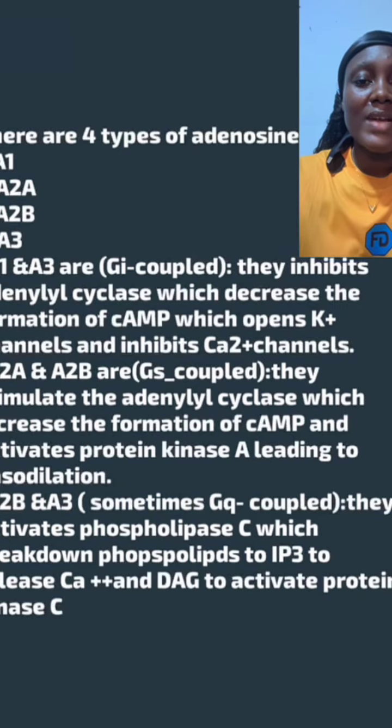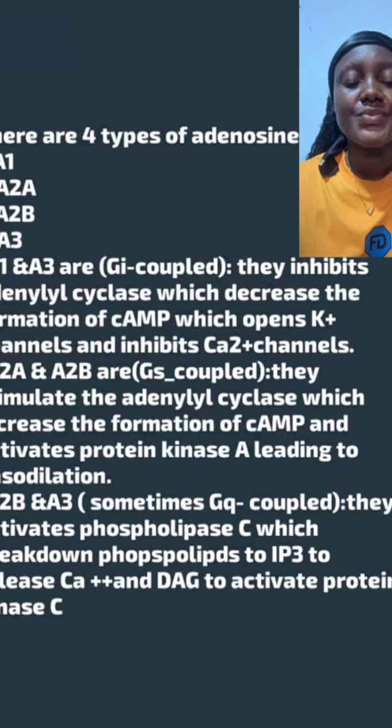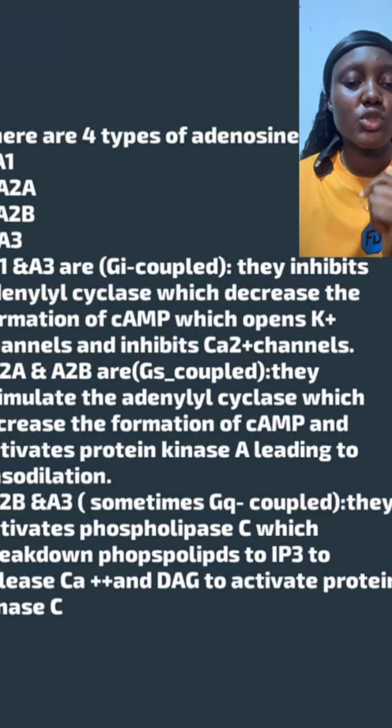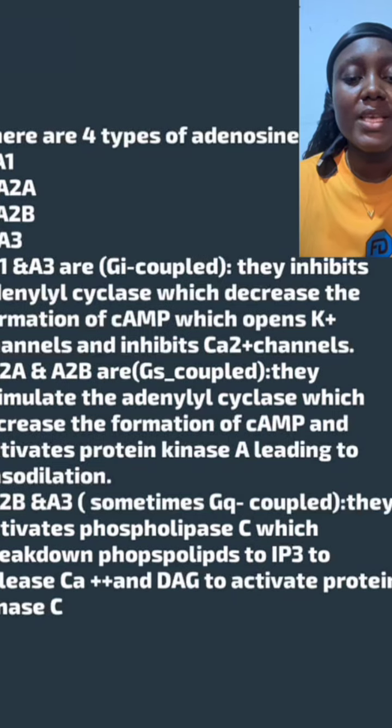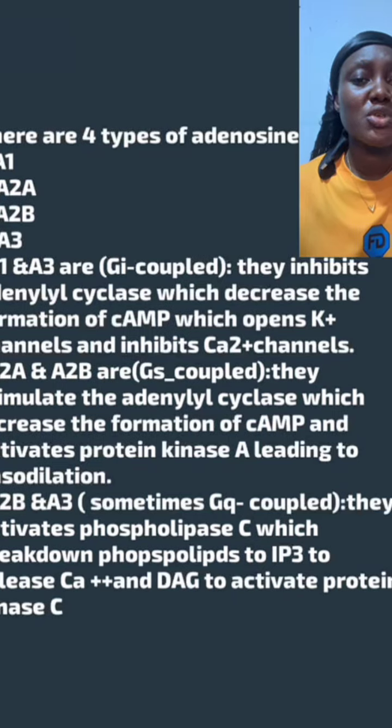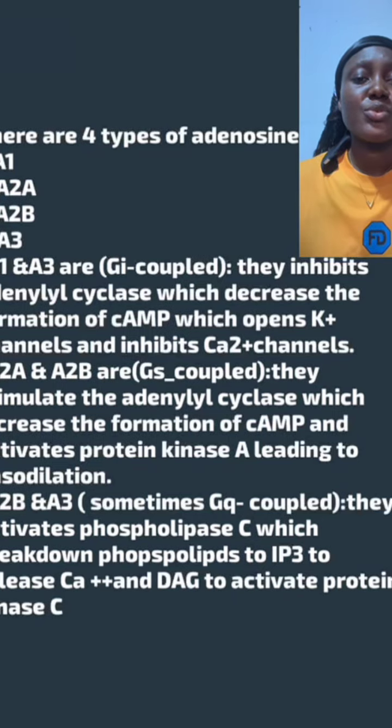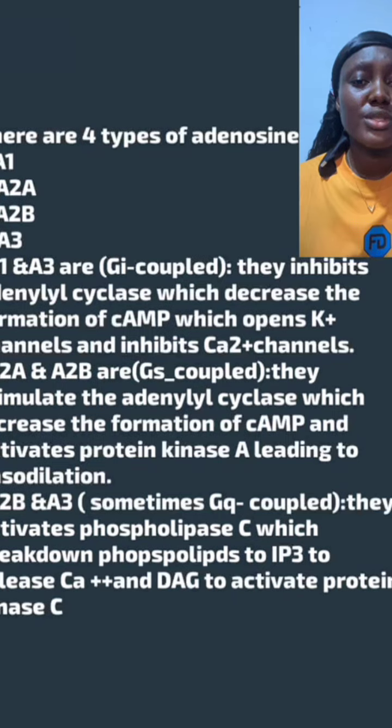There are 4 types of adenosine receptors: 1 is A1, 2 is A2A, 3 is A2B, and the 4th one is A3. But before I go into the definition of that, I would like to take you through the processes of how the G protein runs.